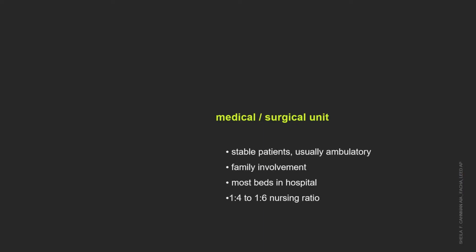The medical surgical unit is the predominant unit in a hospital. These are typically stable patients. They're usually becoming ambulatory, so they're getting up to use the bathroom. There's more family involvement. Families are talking to the patient. And like I said, these are most of the beds in the hospital. So the nursing ratio here is typically 1 nurse to 4 to 6 patients. Sometimes at nighttime, it'll be 1 nurse to 9 patients.